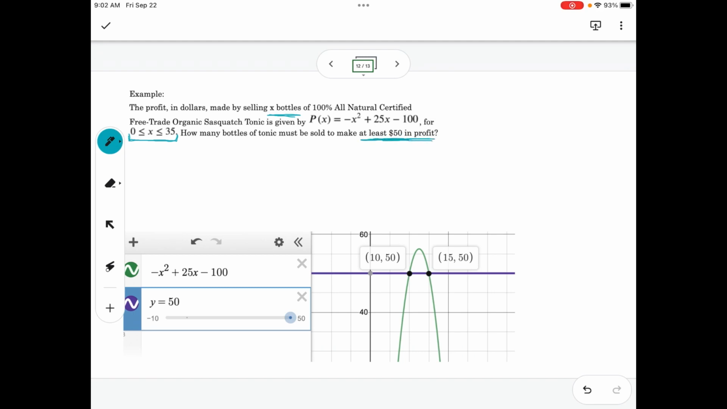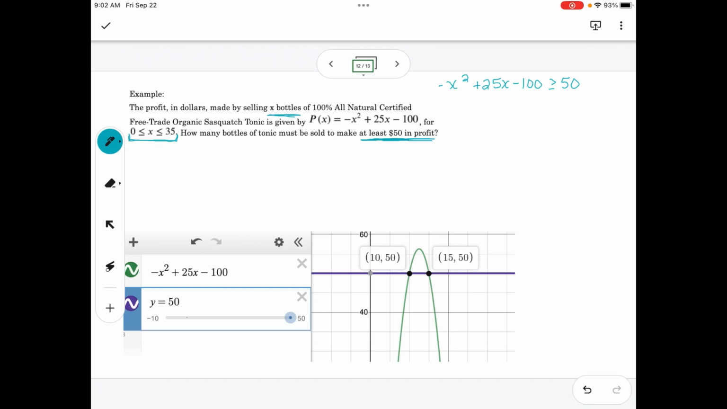So we've got two different inequalities that we're looking at here, right? We want to know then where we are selling at least this many bottles, or at least this much profit. So when I'm looking at this equation, I'm going to say -x squared plus 25x minus 100. I want this profit to be at least $50. So I want to have $50 in profit exactly, right?